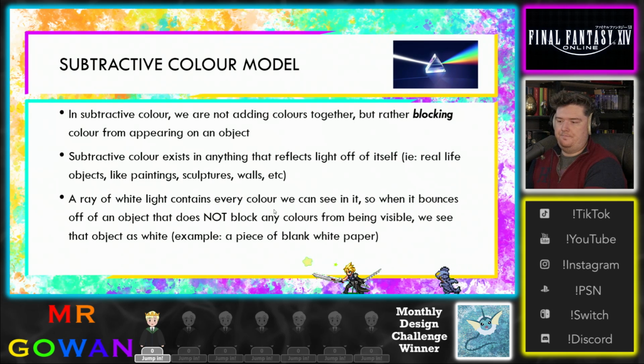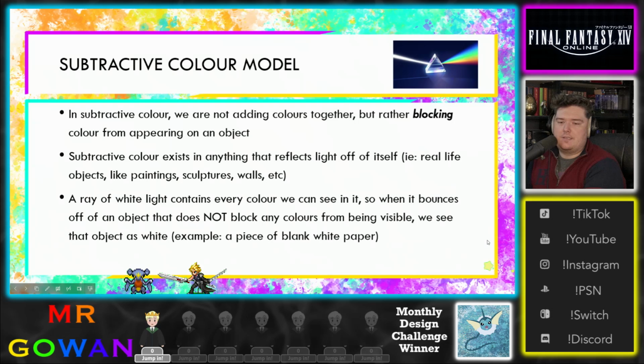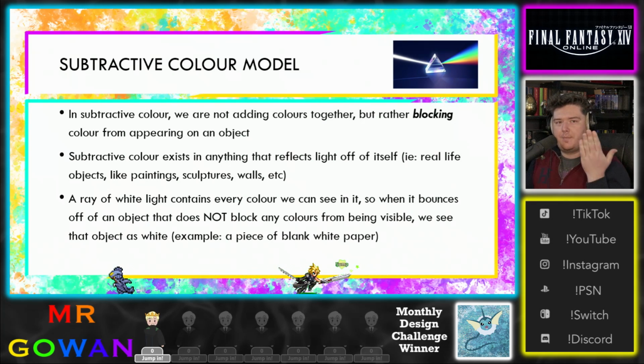So when a white ray of light bounces off of something, like a piece of paper, and that piece of paper doesn't block any colors from being visible, then we see that object as white. So even though there is no color on the page, it is still white. And it's because that ray of light is white. So all of that ray of light is being reflected back off of that piece of paper and into our eyes, so we see white.